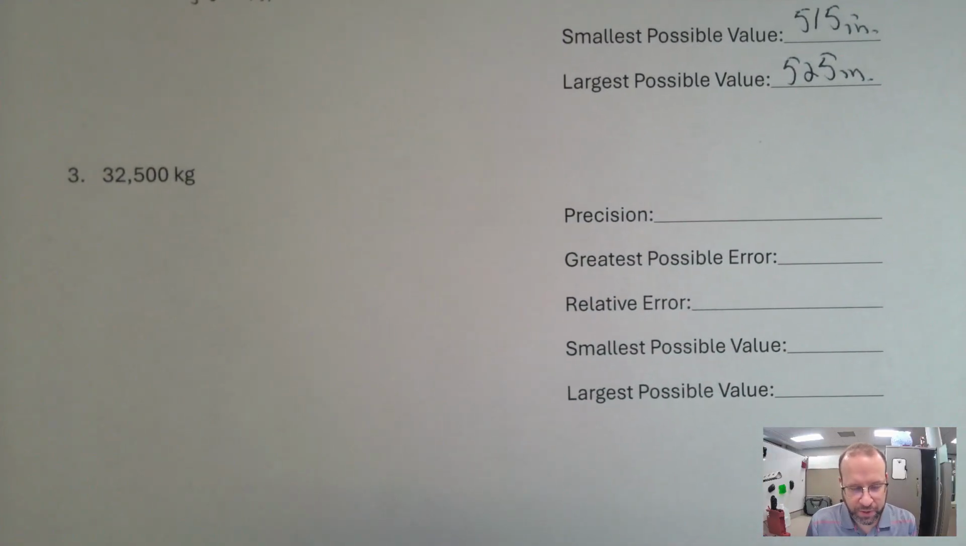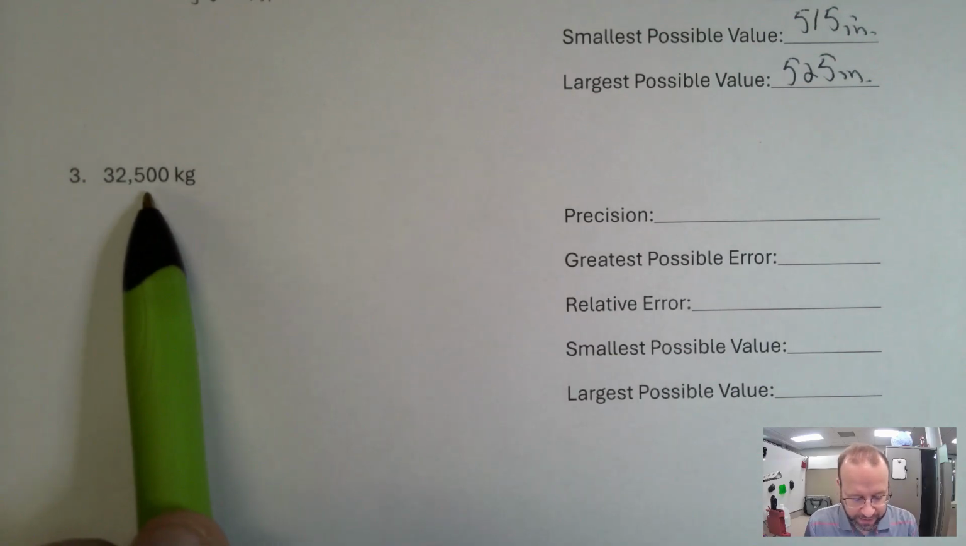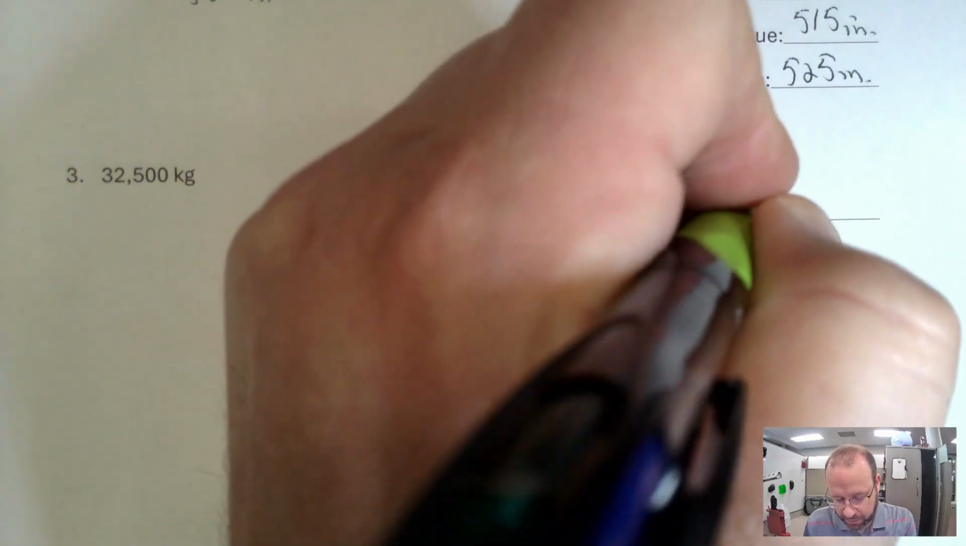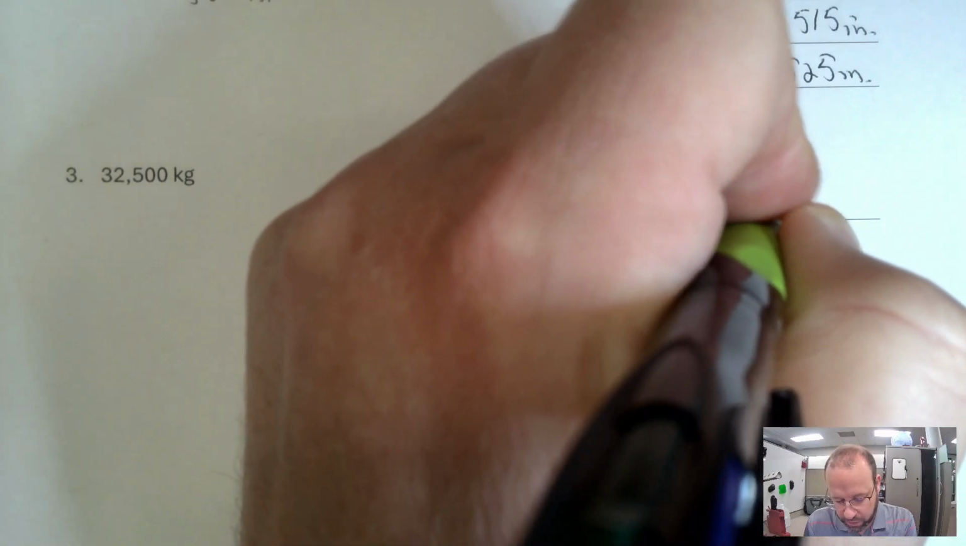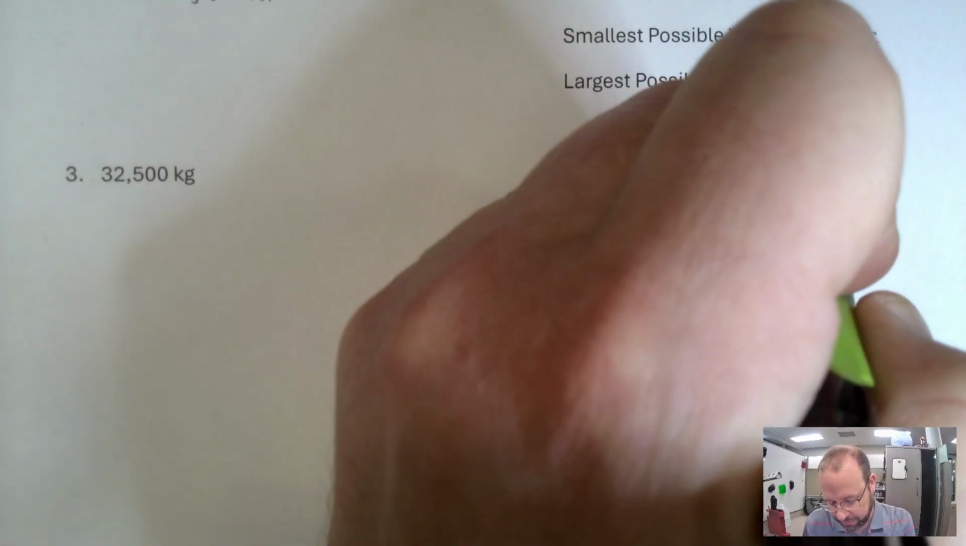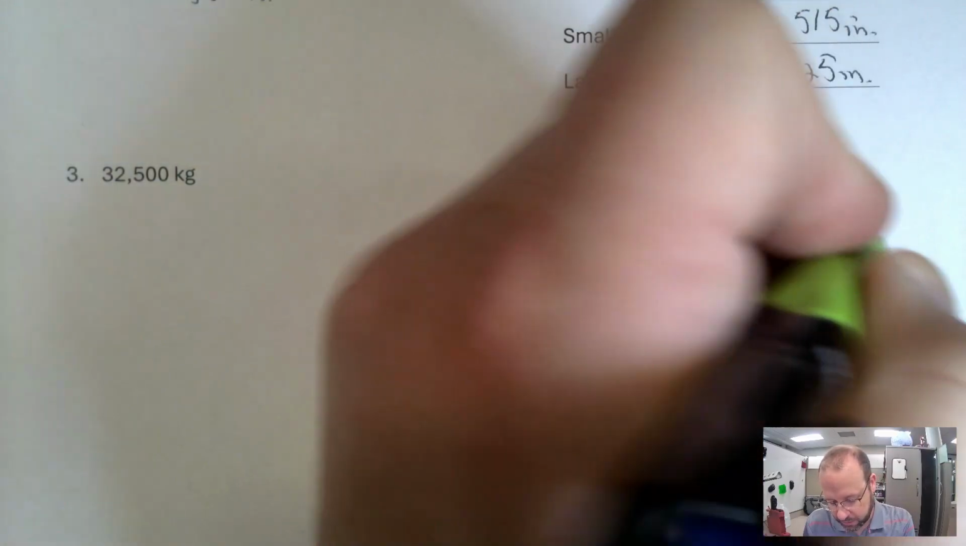Here we have a measurement of 32,500 kilograms. Neither of these ending zeros are marked as significant, so this measurement number is precise to the nearest 100 kilograms. The greatest possible error then would be half of that, or 50 kilograms.